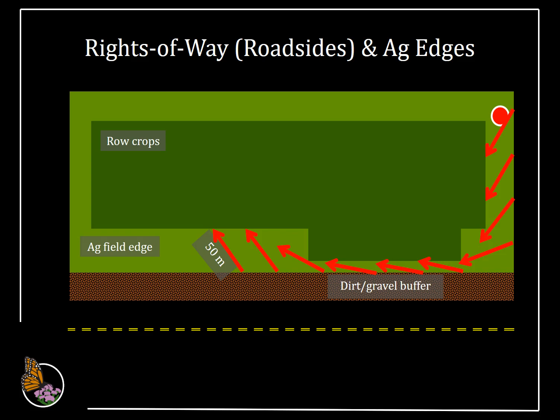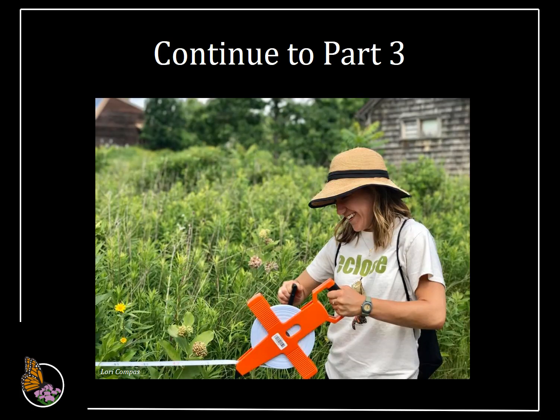The width of the right-of-way or agricultural field edge may vary. It's okay if your transects are not at all parallel. The important part is to make sure that each transect is 50 meters long and it runs from one edge of the plot to the other. You are now ready to set up transects within a linear plot. You should now continue to Activity 1, Part 3.